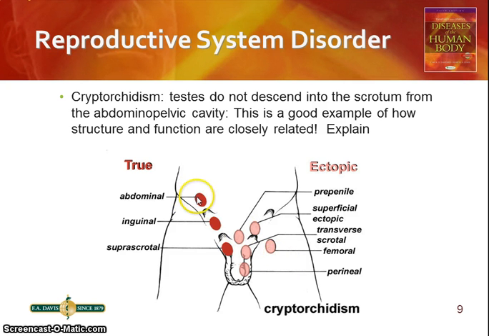And here are some different types of cryptorchidism, what we call true cryptorchidism, and you can see the location of the testes, or ectopic.